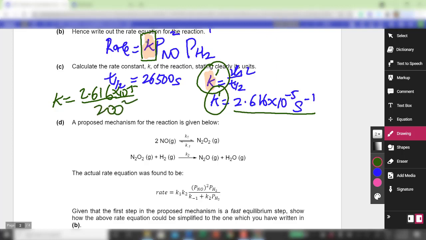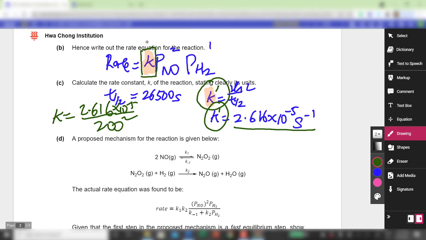I hope there's no major issue with this. Remember that we were saying that K prime equals K times partial pressure of NO squared. So in order to get K, we need to divide K prime by partial pressure of NO squared. In this case, we are going to get 6.54 times 10 to the power minus 10. The units will be kilopascal minus 2, s minus 1.